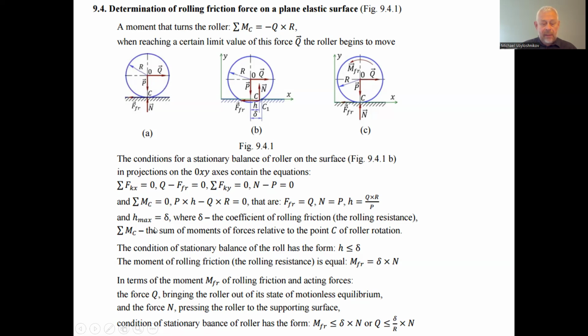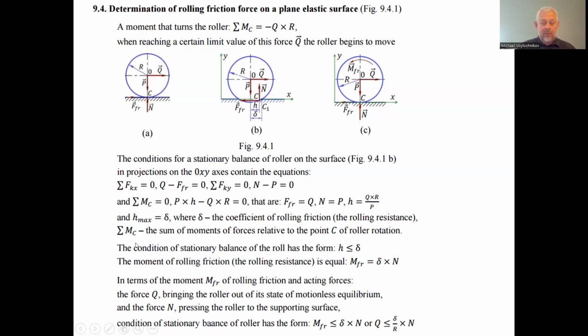And h can be maximal, with the maximal magnitude, which we denote delta, the maximal arm of the displacement of the point of the application of the reaction of the support, that is, the maximal arm of the moment between the force of the weight and the force of the support reaction. We can denote this as delta. The coefficient of rolling friction, the rolling resistance.